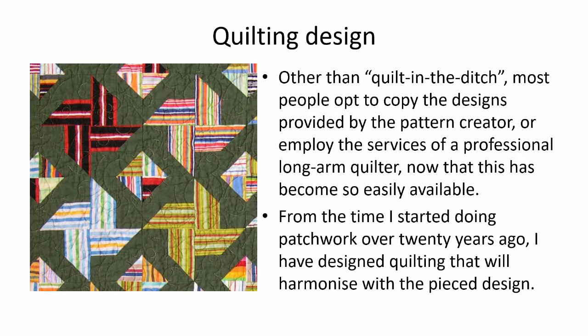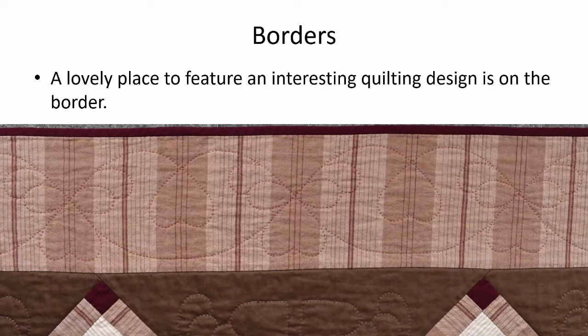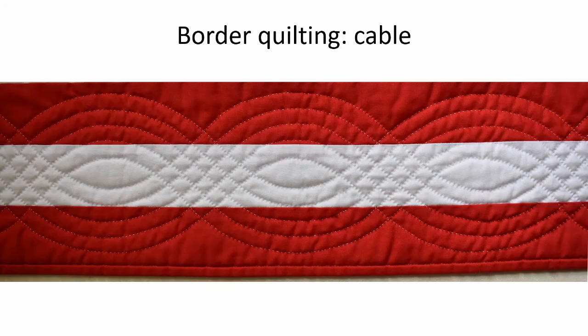And for quite a while now, I've been trying to focus on this, to design quilting that harmonises with the piece design. I'm going to focus on borders today, as these are the places where we most often have a blank space to work with. So for example, I designed this border with the hearts to complement the rest of the quilt design. On this one, I chose a broad cable for this border. But even if you come up with a lovely border quilting design, the problem is, what do you do at the corner?